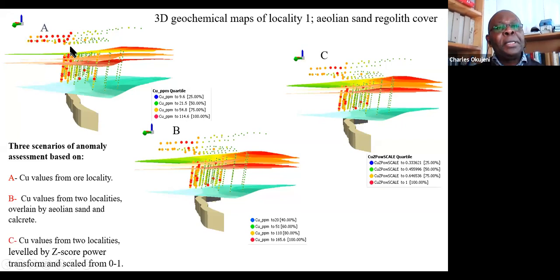So the copper anomalies here were actually evaluated based on the copper concentration in the locality, in the traverses. That means if you look at just those traverses alone and do a quartile grouping of the copper concentration, you come to this. And again, we see right from the ore body here, you begin to see anomalous values trailing to the left.